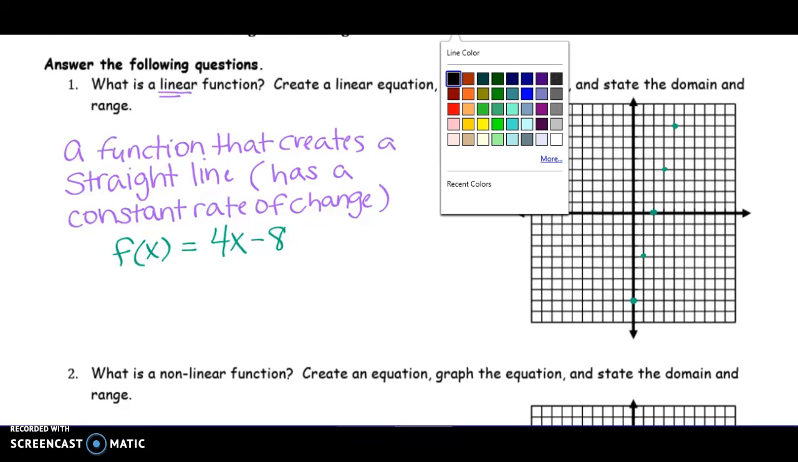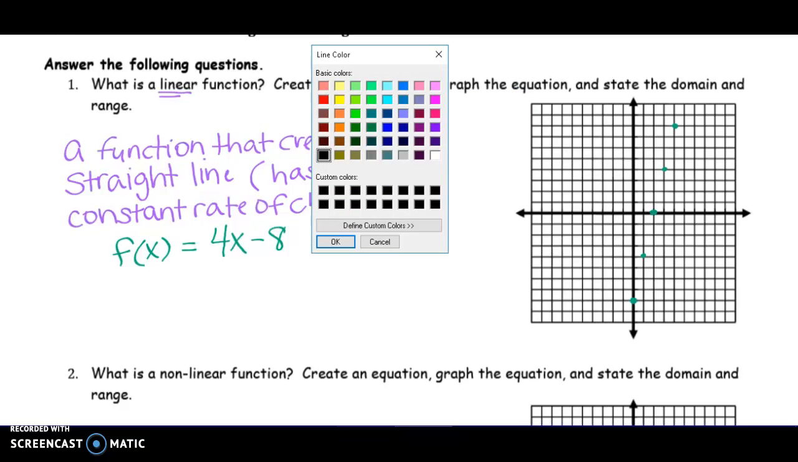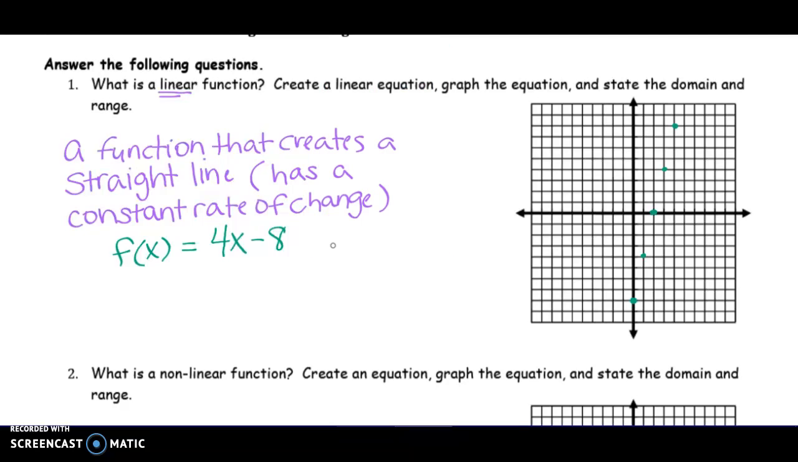Use a ruler. Points. Making sure I'm doing all my necessary graphing. Got my arrows on. Now we are doing domain and range.